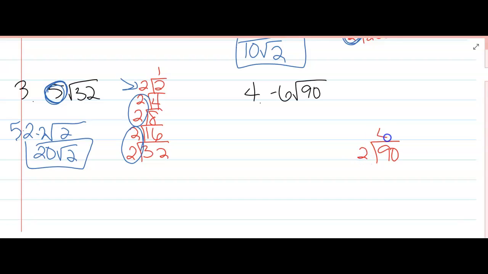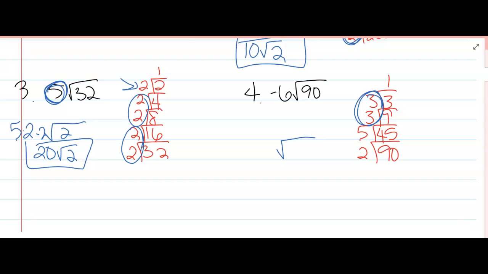So 90 divided by 2 would be 45. Add another layer. Now we could divide out a 5. 45 divided by 5 is 9. Add another layer. I could divide out a 3. I'd get 3. Divide out another 3 and I'd get my 1. Now whenever I go to circle my pairs, I have a pair of 3's, and then I'm left over with a 5 and a 2 that don't have a pair.